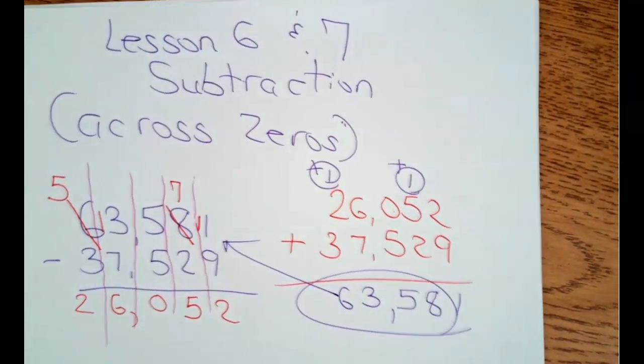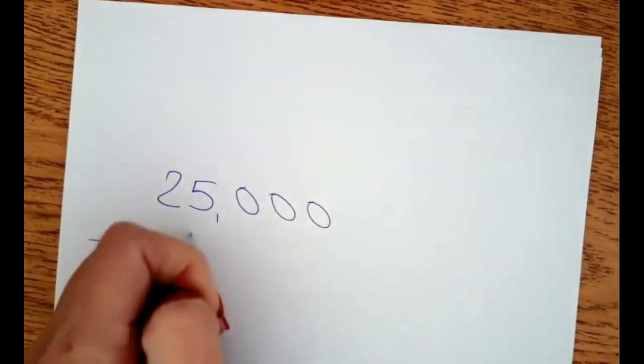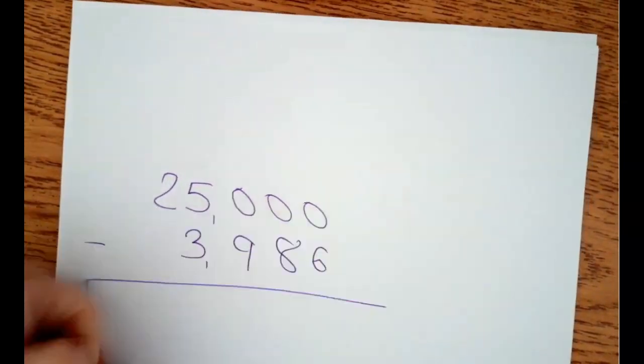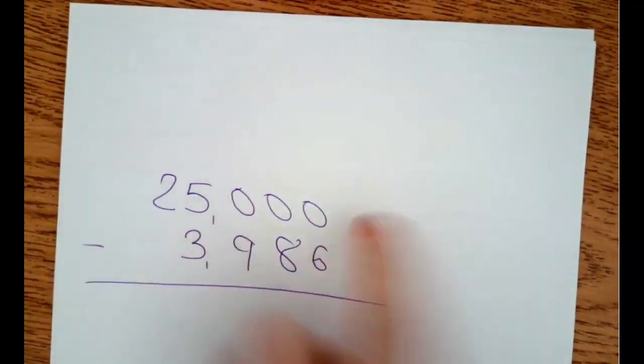All right, let's do a problem across zeros because, again, guys, it is super easy if you take your time. So we're just going to make this easy one. 25,000 minus, I don't know, 3,986. Okay. We're subtracting across zeros.